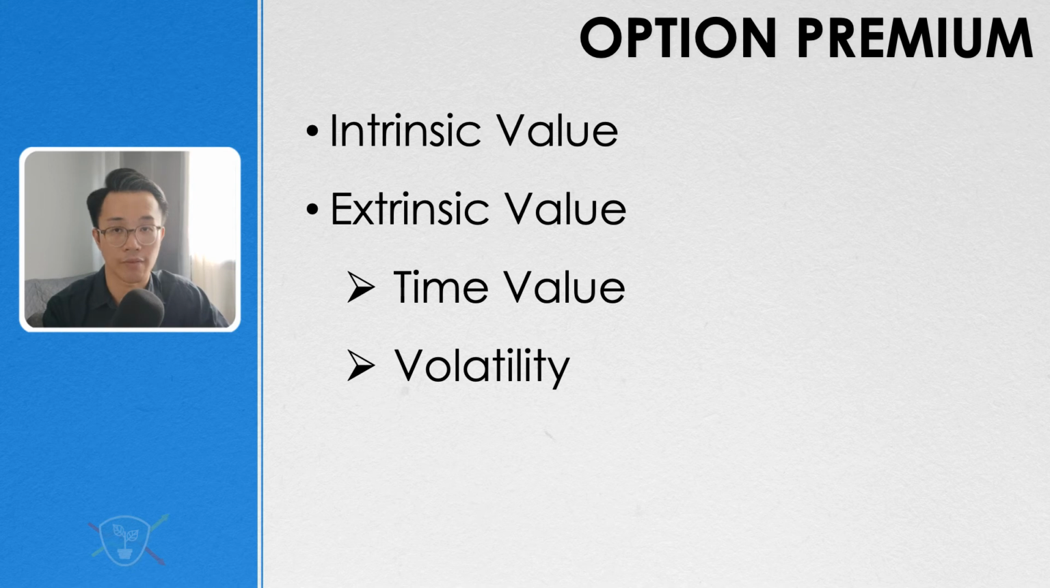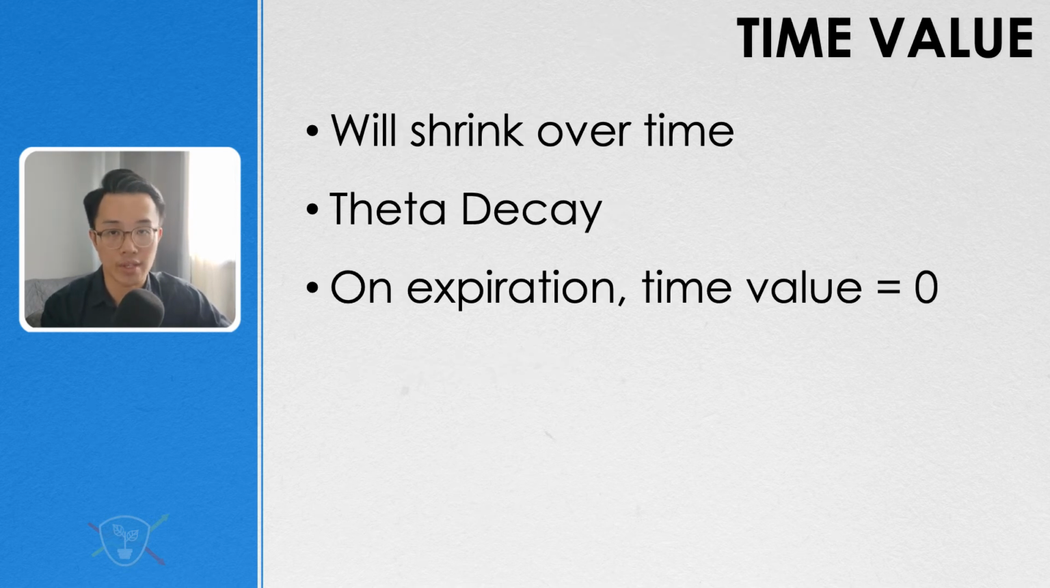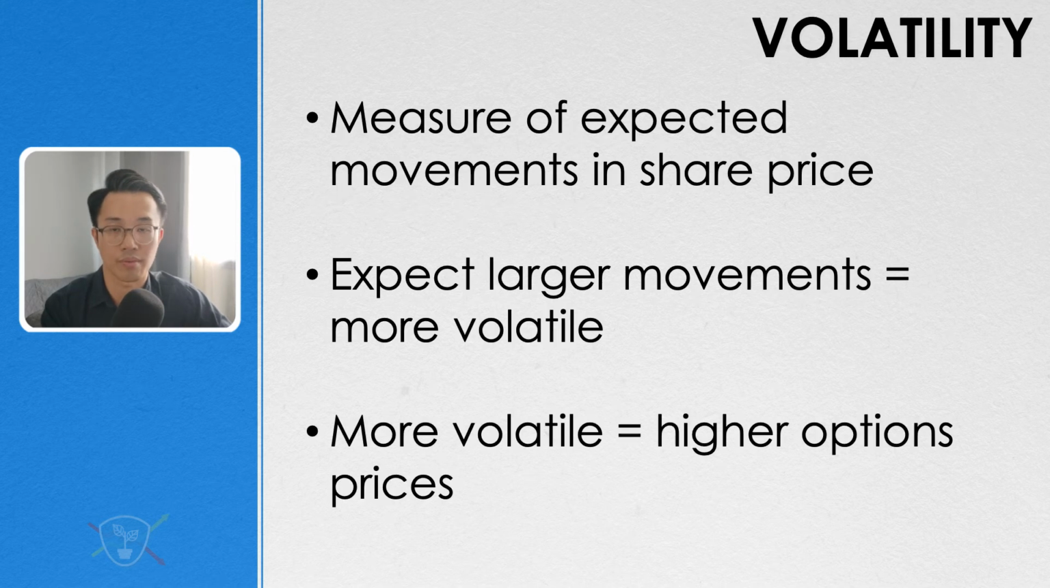Extrinsic value is the difference between the option price and the intrinsic value of the option. It is made up of two components. Time value is the value of the option that's attributed to the amount of time that's left to the expiration. Time value will decrease as the option approaches its expiration date. When it reaches the expiration date, the time value will be equal to 0.